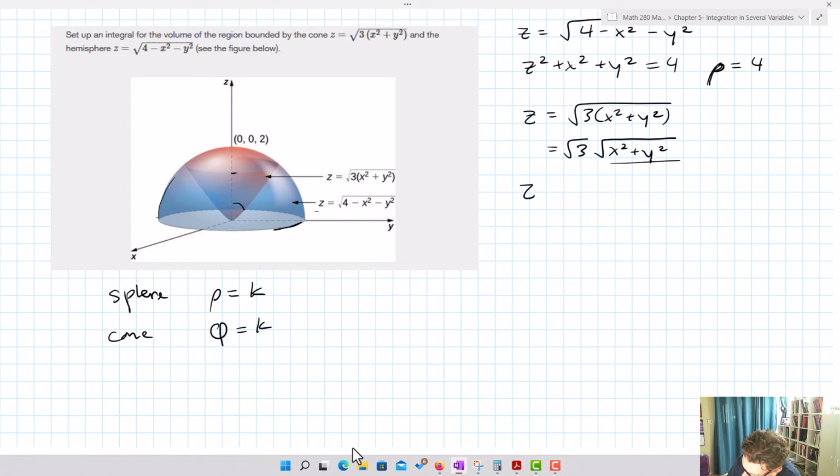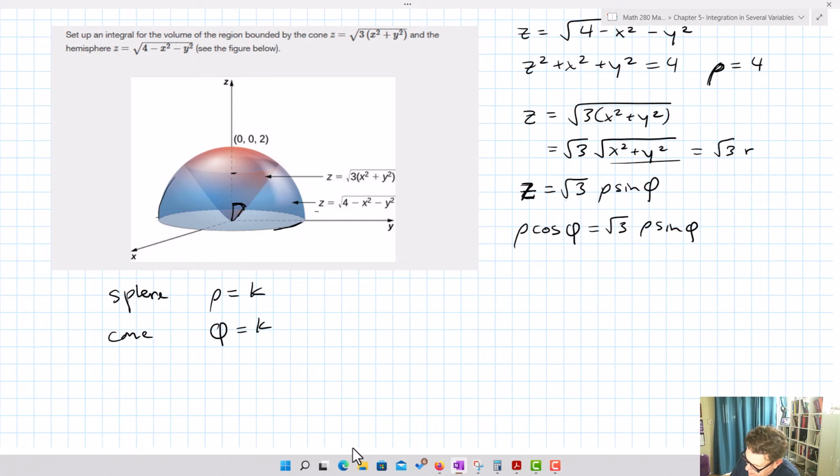So z equals the square root of 3 times r, which equals rho sine phi. What we really expect here is that we end up getting some kind of angle, and we're looking for that angle to give us the value for the cone. Remember that z is equal to rho cosine phi. So I get rho cosine phi equals the square root of 3 times rho sine phi.